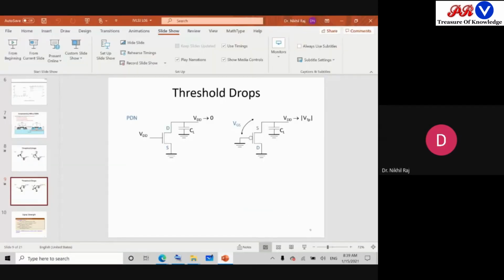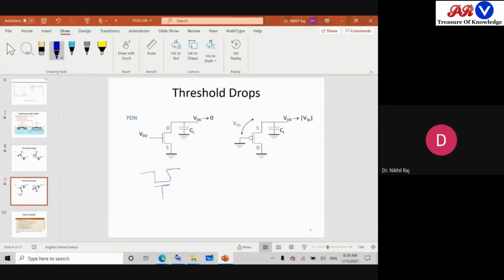Okay, so this was your pull-up and pull-down. Now suppose signal A is there, B is there, and some VDD is there. For the NMOS, we all know there is a VDD minus VT drop. Again, this one is transferred here. So how much drop will be here? VDD minus VT. Again, minus VT will come here.